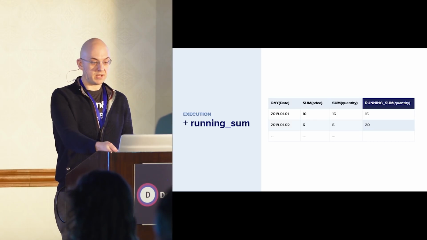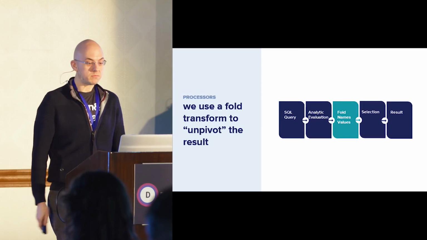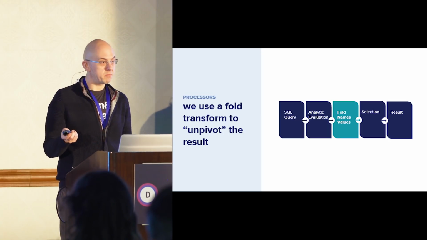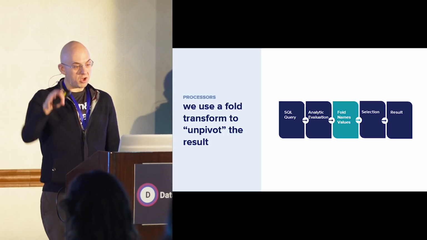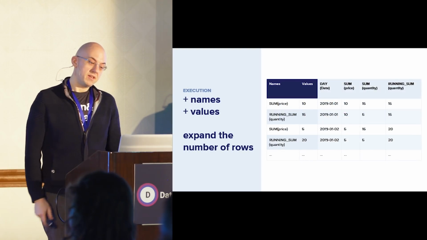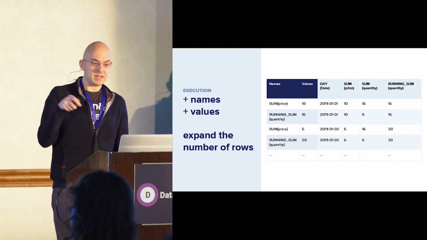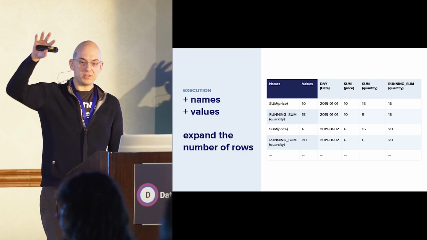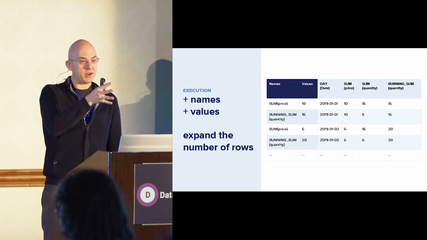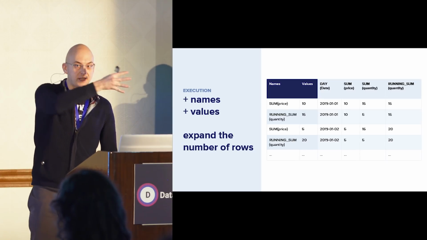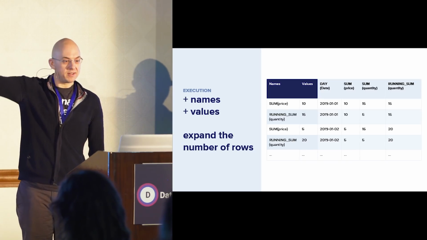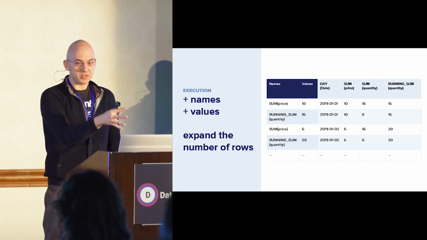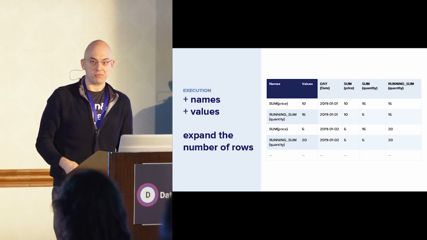We extend the data set with an additional column. We have names and values. So we use what's called a fold transform in Vega to kind of unpivot the results. This does two things. This adds a names and values column, which is the thing we want at the end of the day. And if you can imagine a pivot query in SQL where you do a case statement and add columns, kind of swing the data out, a fold does the opposite. It actually looks at the columns and folds the data back out and expands the number of rows.